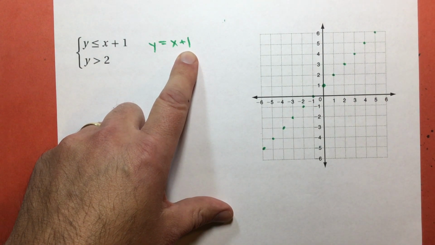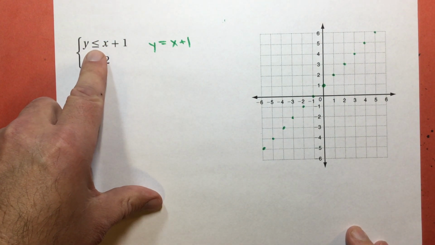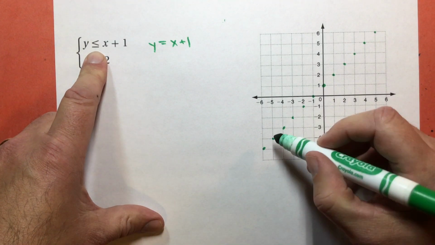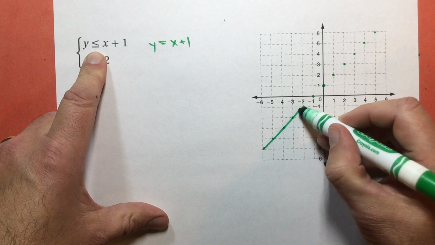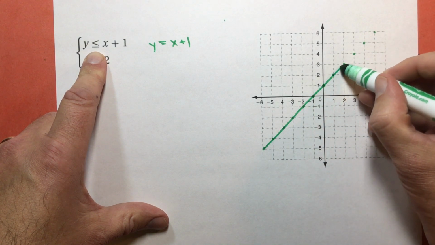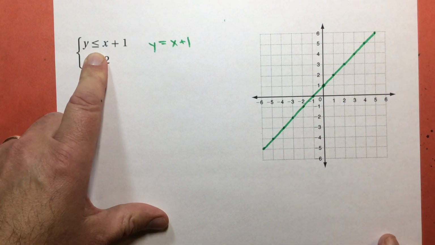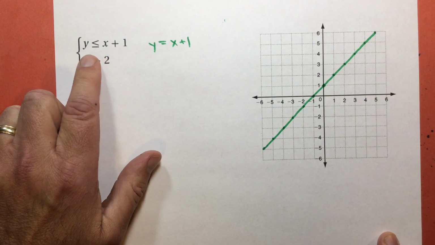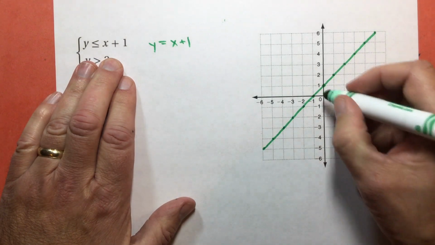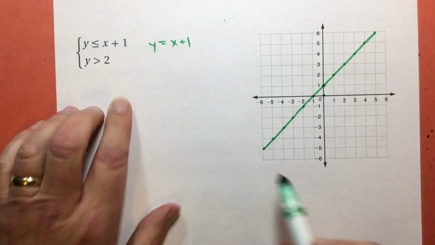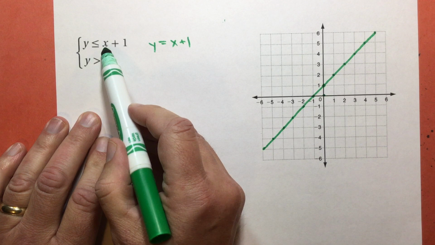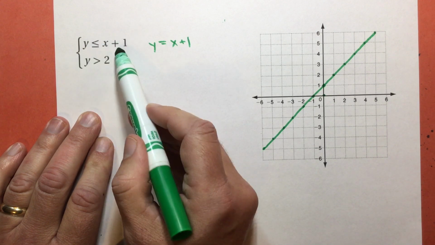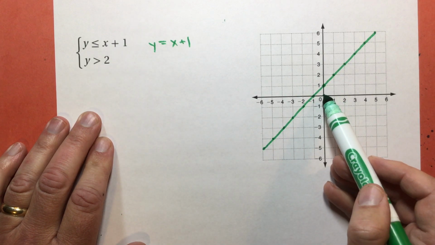Is it a dashed or solid line? Because it has the or equals, that means that I'm going to have a solid line. So I can connect all of these. Finally, do I shade above or below it? Let's pick a couple points. Let's pick 0, 0. Is 0 less than 0 plus 1? 0 plus 1 is 1. So is 0 less than 1? Yes, that's true. So 0, 0 works.